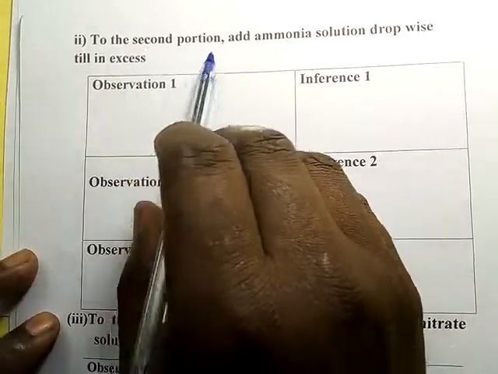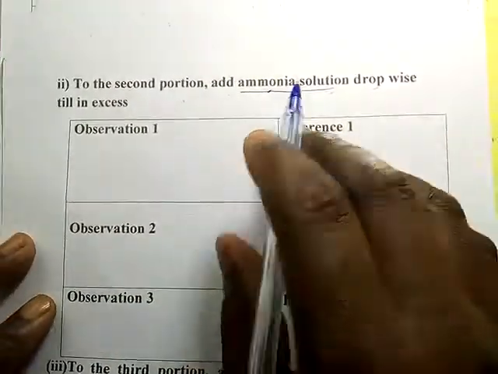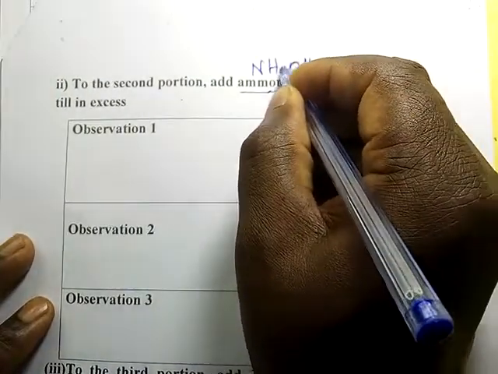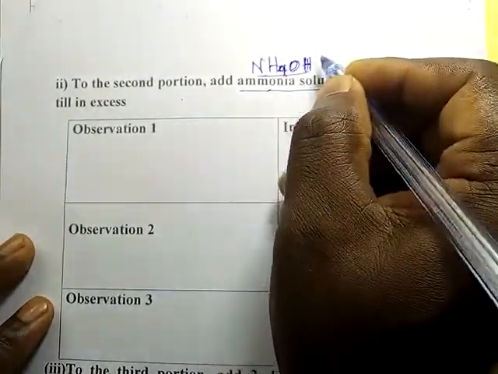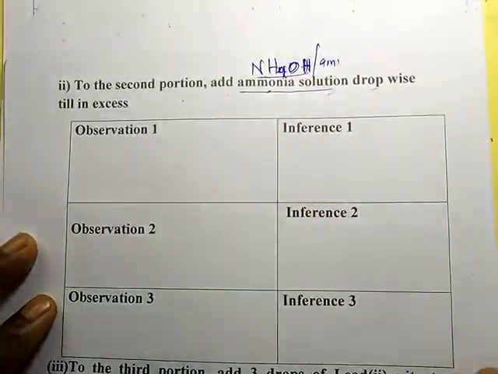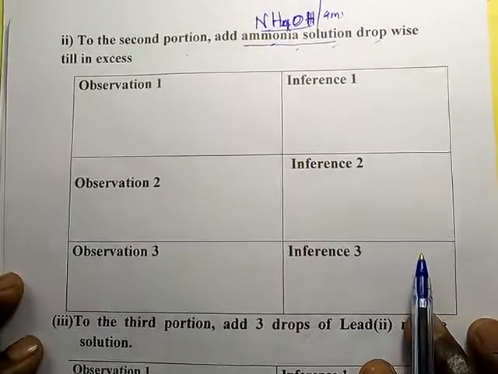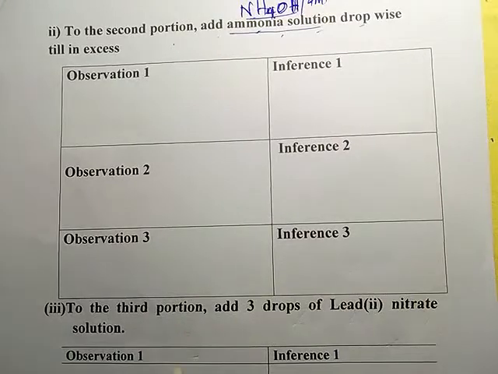To the second portion, add ammonia solution. Whenever we are adding ammonia solution, you will find it written as ammonium hydroxide. In that small reagent bottle, you will find it written ammonium hydroxide or ammonia solution. So we are adding ammonia dropwise until in excess. We expect 3 observations.